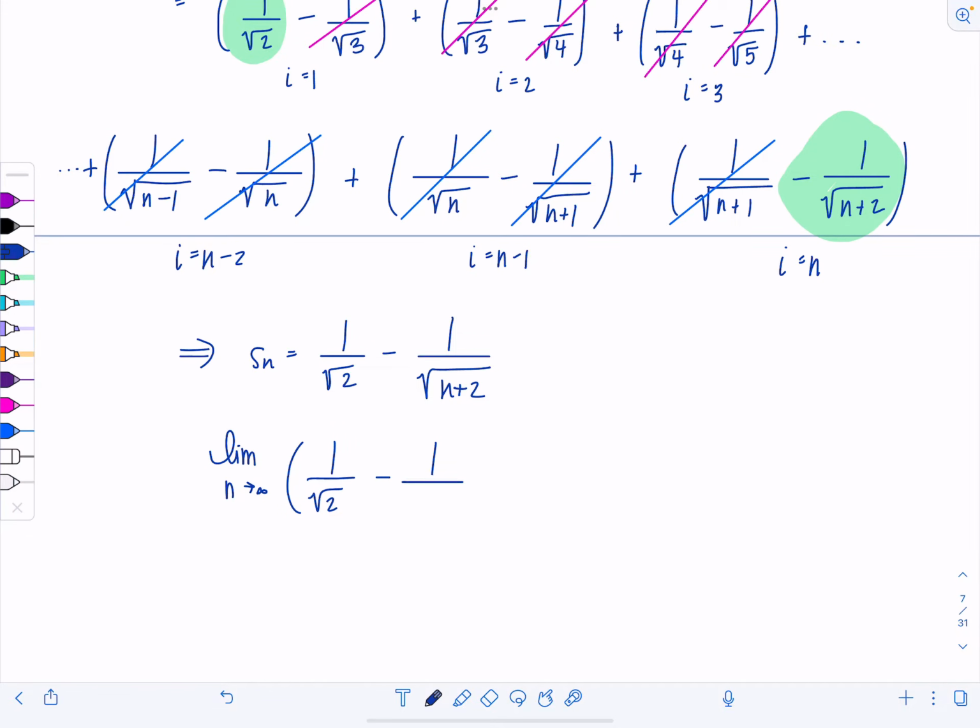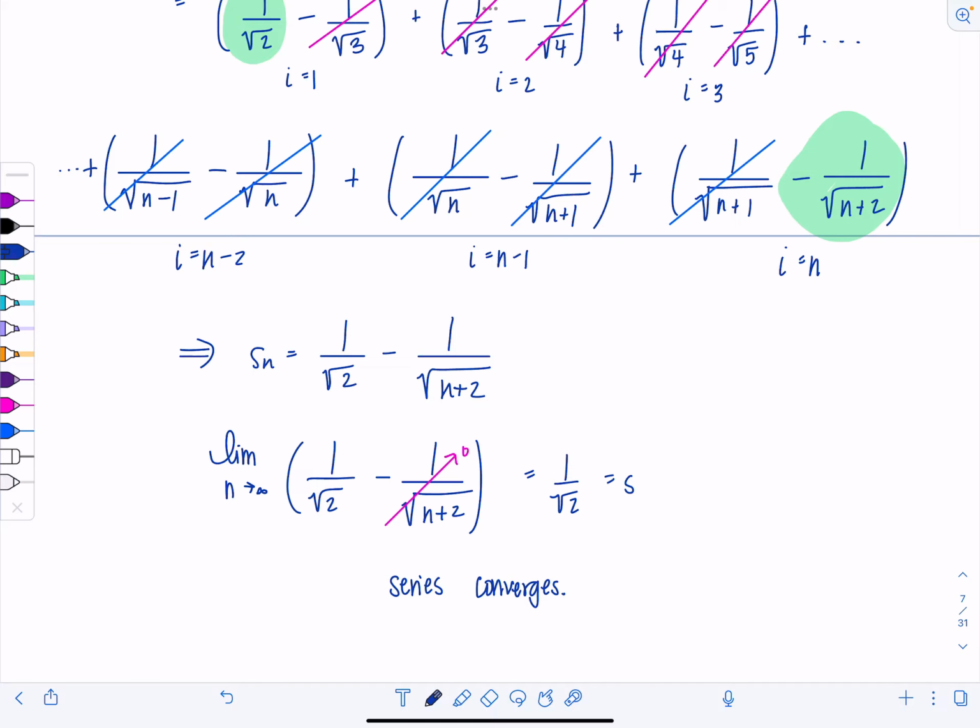And if we get a finite number, that's the sum of the series. How cool. So as n goes to infinity, 1 over rad 2, that's just a constant. And then this 1 over rad n plus 2 is going to go to 0. So woohoo! We have a constant, that's the sum, and the series converges. We didn't use a test. This is literally just the definition of a convergent infinite series, okay?